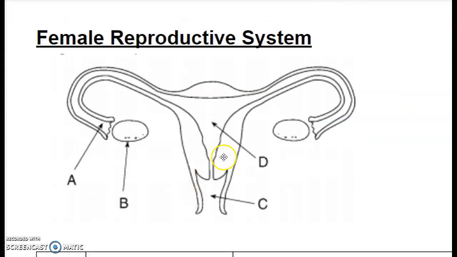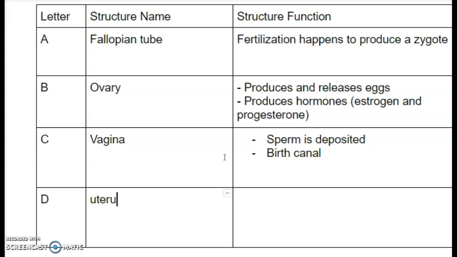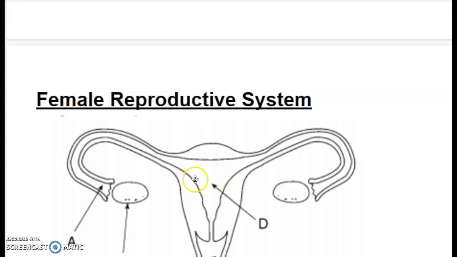Okay. And then D is the uterus. And that's where the fetus develops. A lot of people say that the baby is growing in the stomach. It does not actually grow in the stomach. It is the uterus that grows and expands to fit the growing fetus.